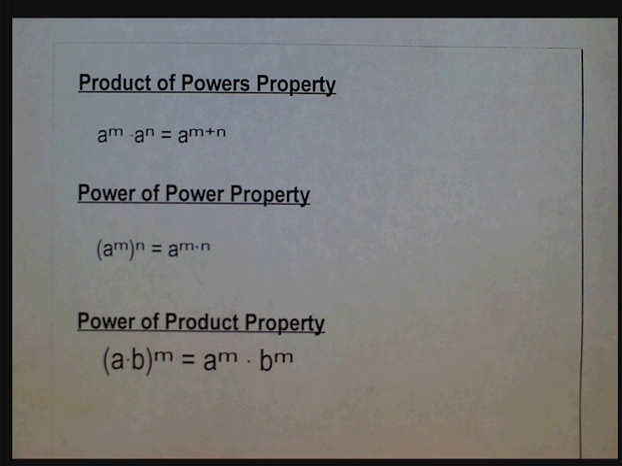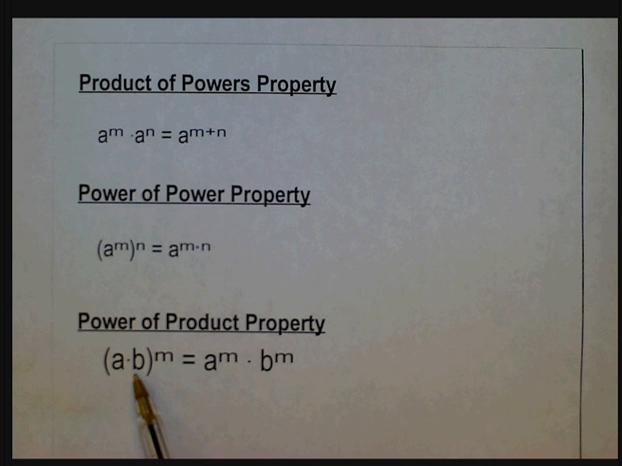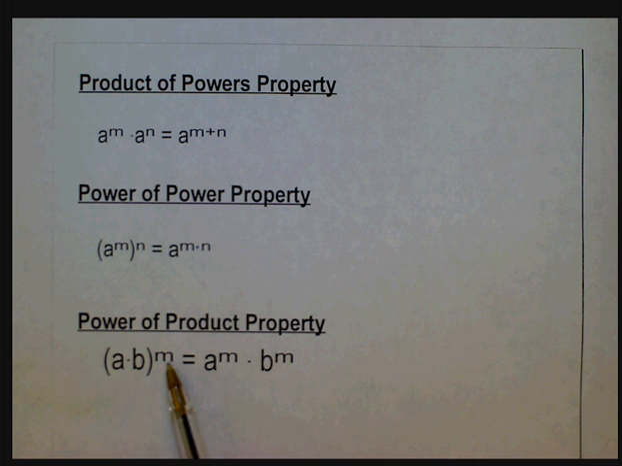Then the last multiplication property is the power of a product property. And it says that anything inside parentheses that's raised to a power, this power must be distributed or handed out to everything inside the parentheses. So (a times b) to the mth power is a to the m times b to the m. So we're going to use these three properties today to simplify algebraic expressions.